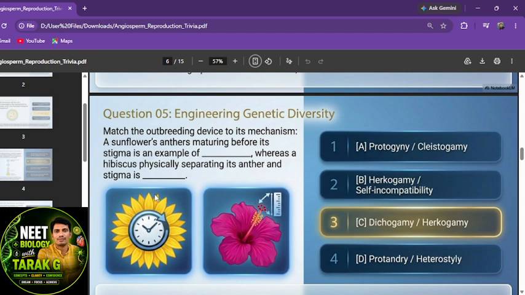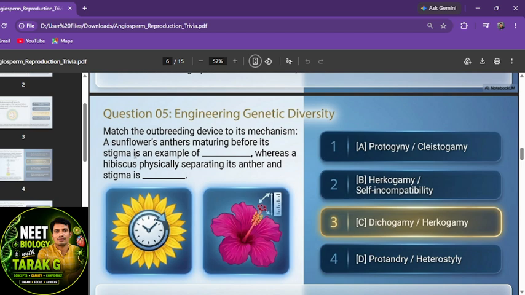This is the last objective for today's video. Match the outbreeding device to its mechanism. They are asking about the mechanism: in sunflowers, anthers maturing before the stigma is an example of dash. Read the question properly. In a sunflower, anthers mature before the stigma. Anther will be matured before stigma, which means the male is maturing before the female.